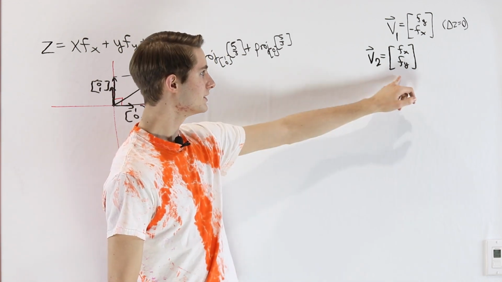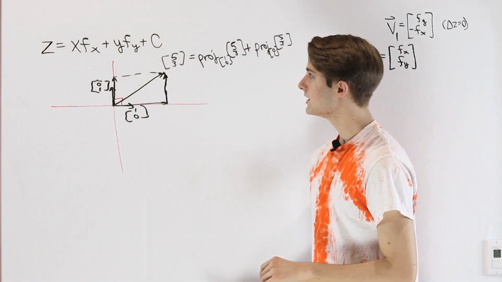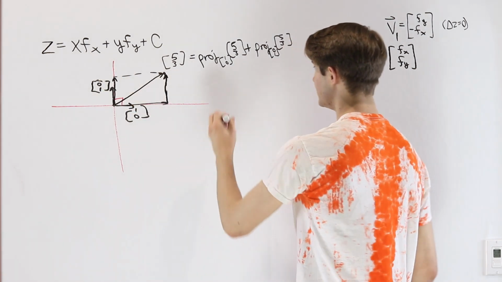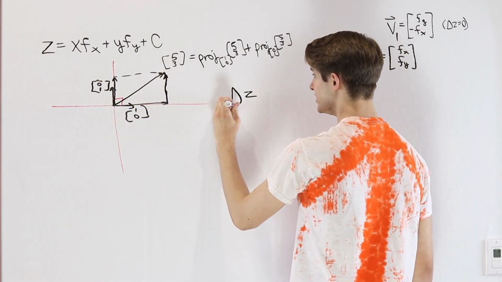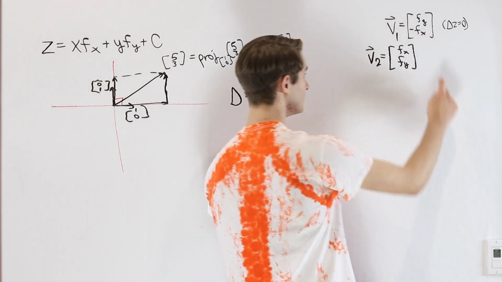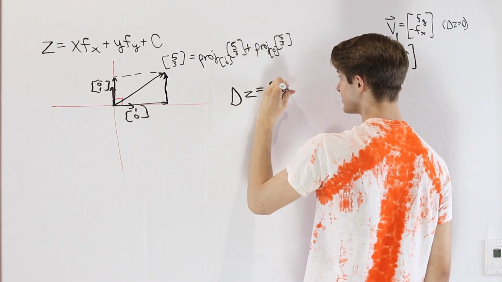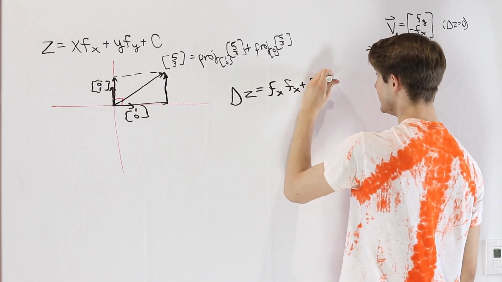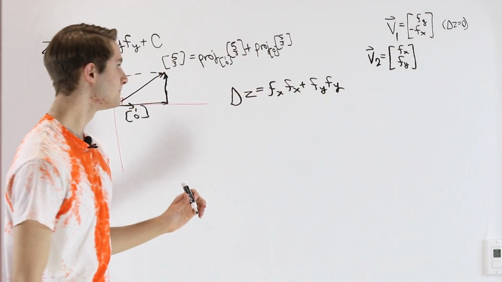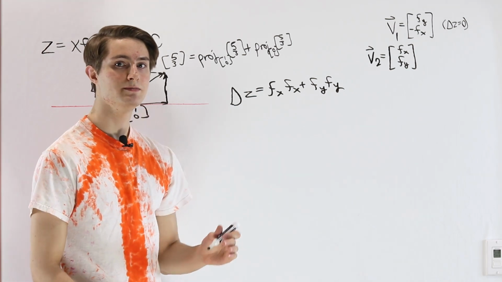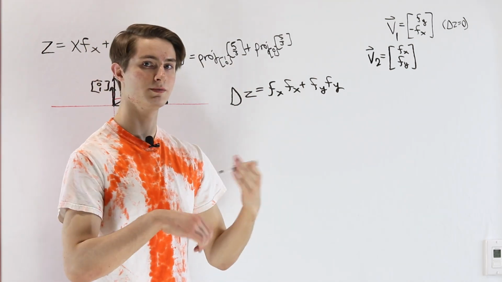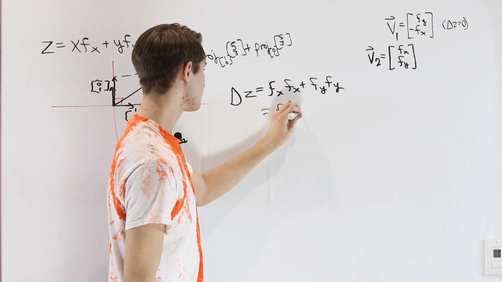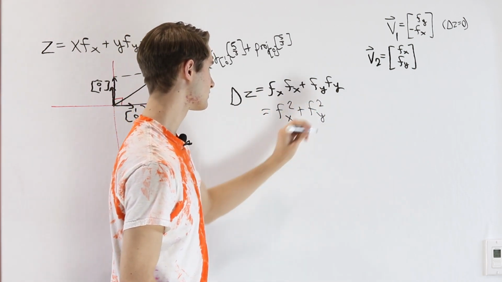If we're looking at the vector f sub x, f sub y, we can just plug those x and y values into the equation for z that we have here. That'll give us that the change in z is equal to our x value, f sub x, times f sub x, plus our y value, f sub y, times f sub y. Again, we don't have to worry about the c because c minus c is 0 when we're looking at changes. Now this will give us f sub x squared plus f sub y squared.